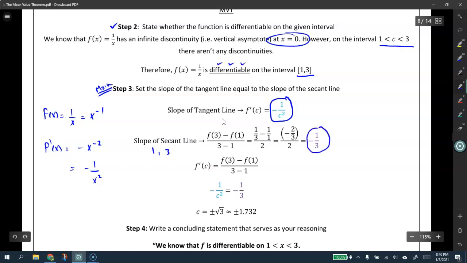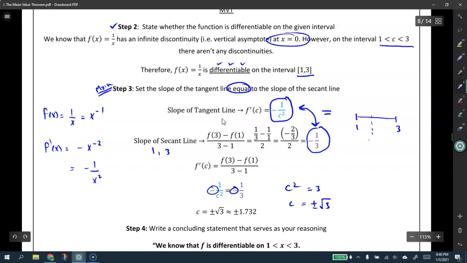It was basically f of 3 minus f of 1 over 3 minus 1, and I eventually end up with negative 1/3. Remember, you take what you got between those two and you set them equal to one another. When you set them equal, this basically becomes a cross multiplication. Notice how the negatives cross one another out, and c squared is equal to 3, and therefore c is equal to plus or minus the square root of 3.